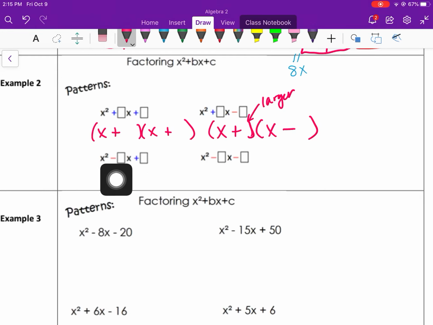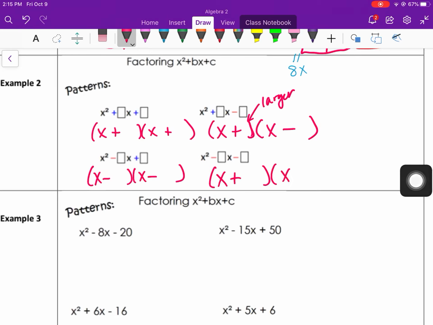If it's positive at the end but adds up to negative in the middle, you're going to have both of them have to be negative, because two negatives multiplied together will give you the positive at the end, but then add up to a negative number in the middle. And then this one, if it's negative at the end but adds up to negative in the middle, well, then you have one of each again, because a positive times a negative is a negative. But then the negative one is going to be larger because it'll add up to a negative number in the middle when you multiply it back out.